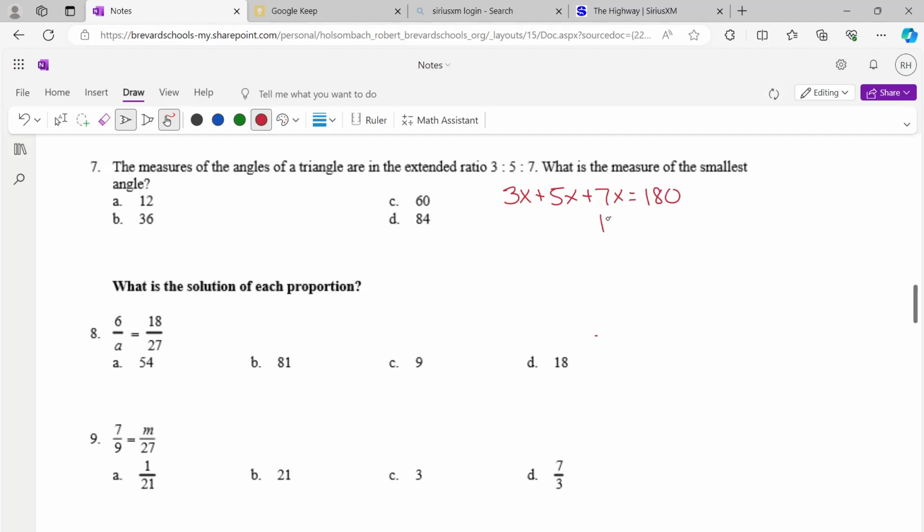So we've got 15x that equals 180. Divide by 15. And our x, again, which is our multiplier, is equal to 12. The smallest angle is going to be this 3 in the extended ratio times our multiplier. So the smallest angle is going to be 3 times 12, which is 36. Answer choice B.